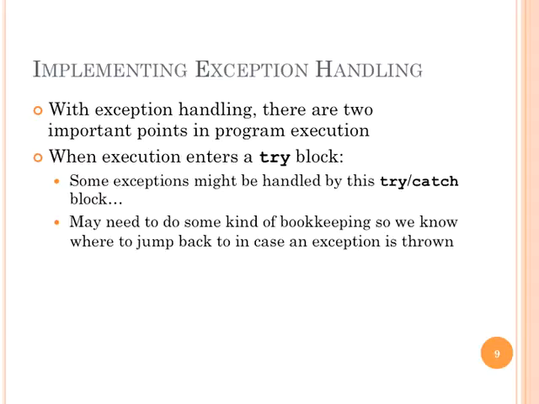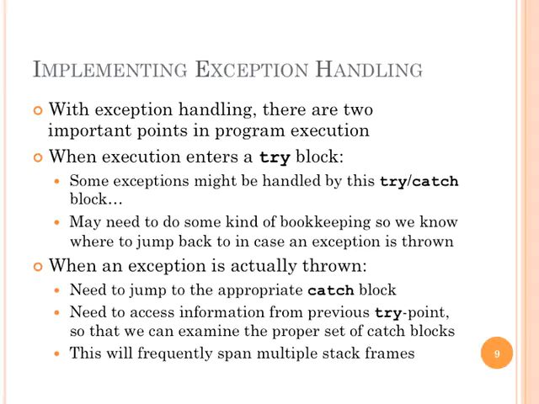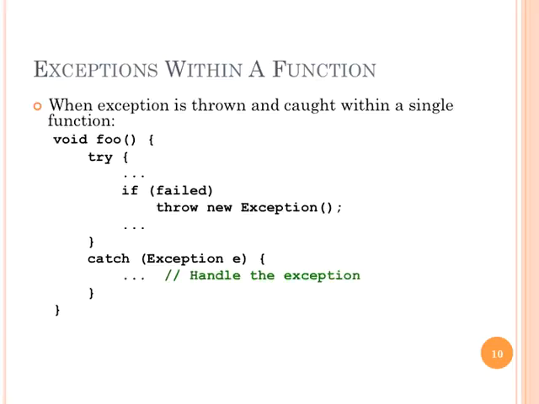So these are basically the two important situations we need to think about. Okay, so when I enter a try block, I may need to think about what's going on, because if an exception is thrown, this try block will have an effect on how to handle that exception. So like I say here, we may need to do some kind of bookkeeping so that we know where to go back to. The other situation is when the exception is actually thrown, because then I need to rely on whatever bookkeeping information I have to know how to get to the appropriate error handler. Okay, so like I say here, we need to have the information from the most recent try, and then if that try doesn't handle it, then maybe the one enclosing that, and maybe the one enclosing that, and so forth. And like I say here, it does frequently cover multiple stack frames.